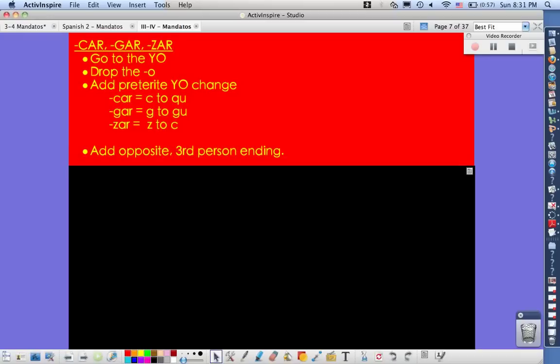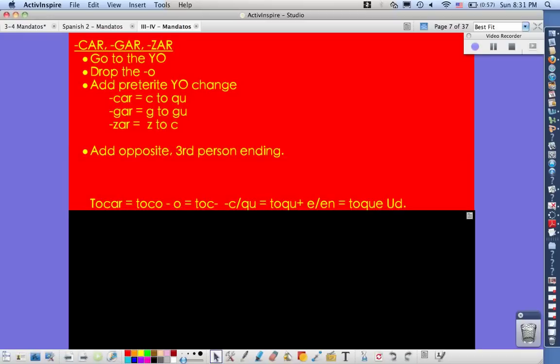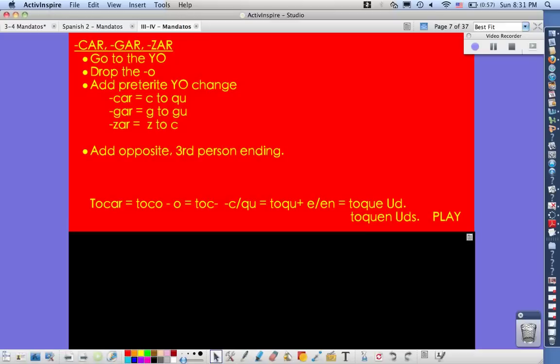Okay? Adding the opposite third person ending, we'll take tocar, for example, go to the yo form, toco, drop the o, you're left with toc, the C becomes QU, and then you'll add your ending: toque, toquen, for usted or ustedes, meaning play. Of course, pay attention, this does occur in the tú form as well.